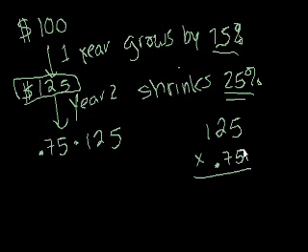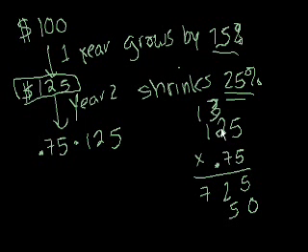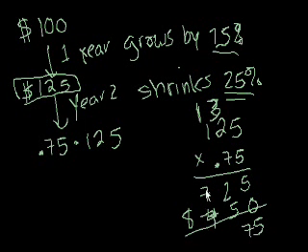Let's do the math. 5 times 5 is 25. 2 times 5 is 10, plus 2 is 12. 1 times 5, 5. Okay. 7 times 5 is 35. 7 times 2 is 14, plus 3 is 17. Sorry, 7 times 1 is 7, plus 1 is 8. So it's 5, 7, and then this is 7 actually. 14, 9. 94.75, right? 2 decimal points.